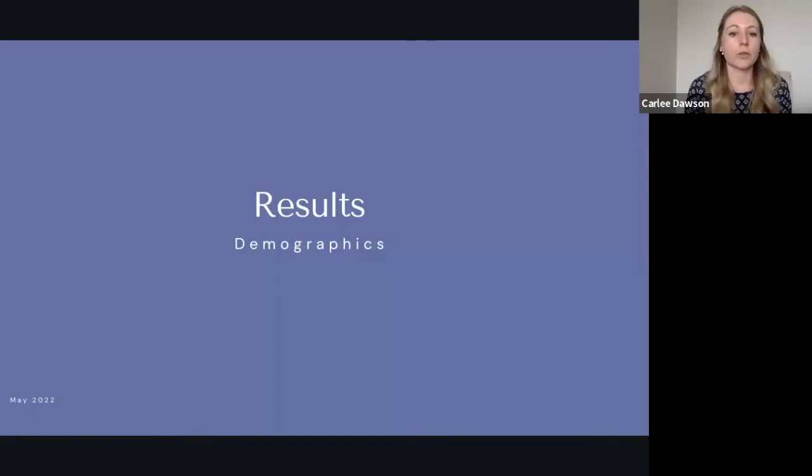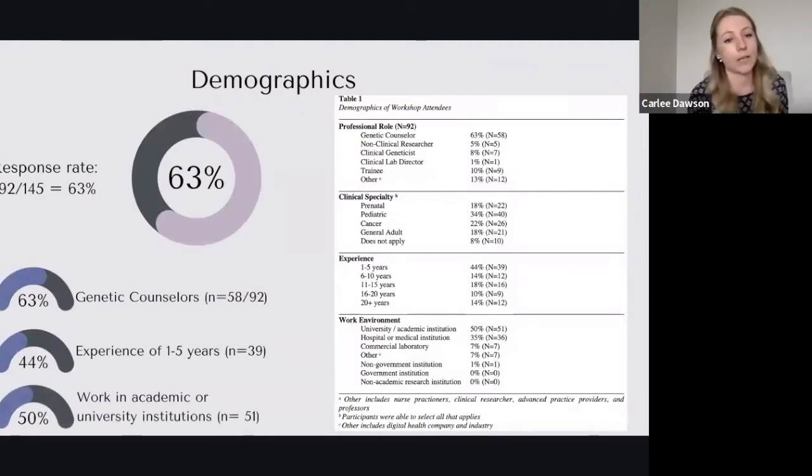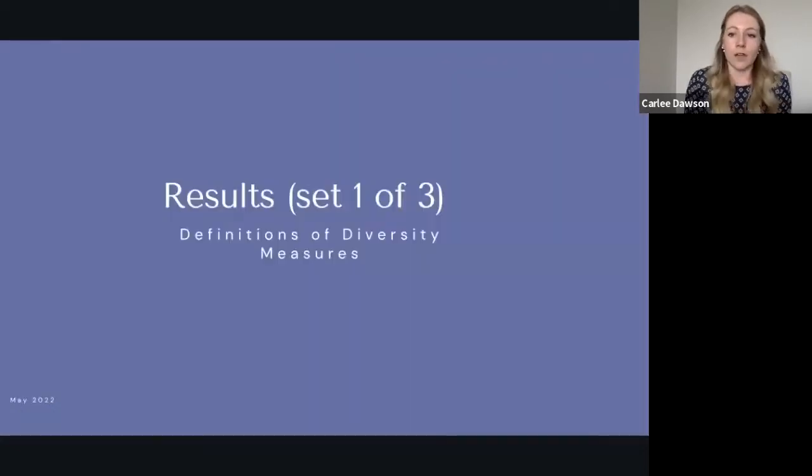So first, we'll take a look at the demographics of our study. Overall, we had a 63% response rate, which primarily consisted of genetic counselors and genetic professionals that had 1 to 5 years of experience and also worked in academic or university institutions. And then our first set of results will be looking at how genetic professionals defined diversity measures.